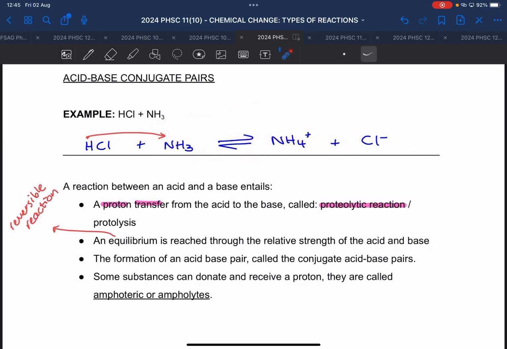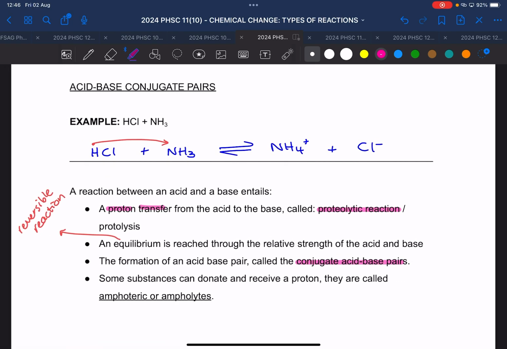And when an acid reacts with a base, we form acid-base conjugate pairs. Conjugate acid-base pairs. It just has a very fancy name. So what you're going to do is pair them up and give me the pairs in a test structure.